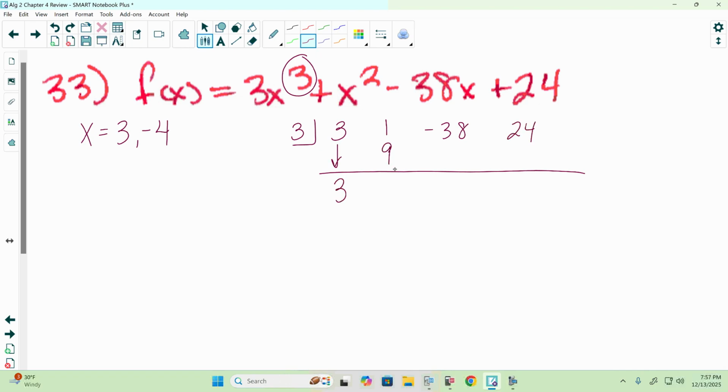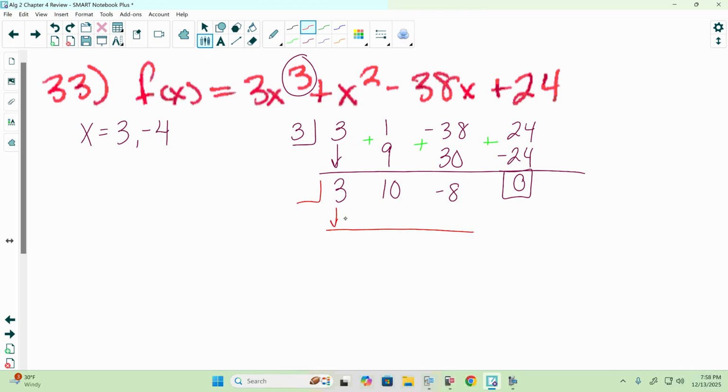3 times 3 is 9. 1 plus 9 is 10. 3 times 10 is 30. Negative 38 plus 30 is negative 8. And 3 times negative 8 is negative 24. 24 plus negative 24 is 0. And we get this here.